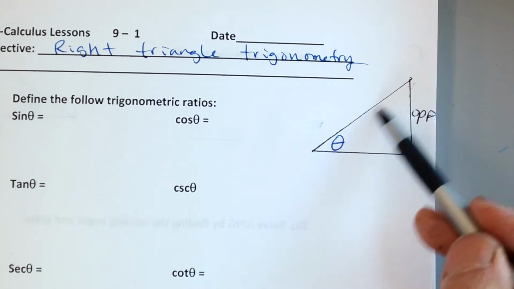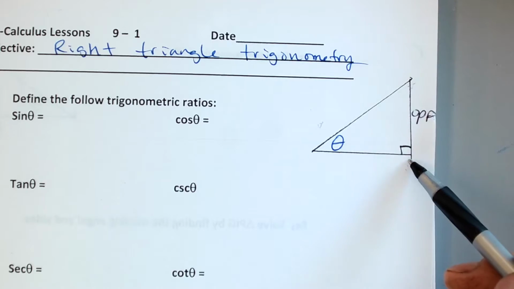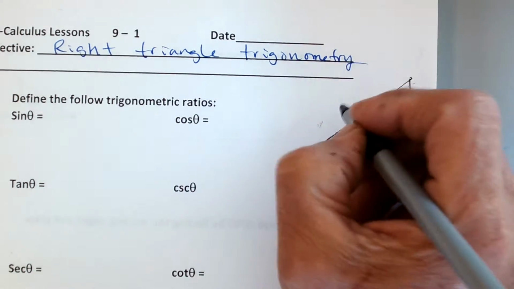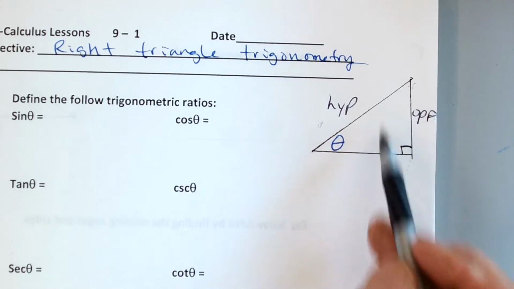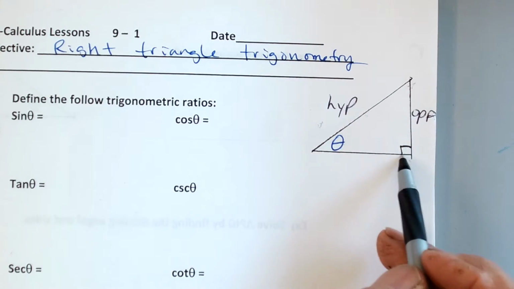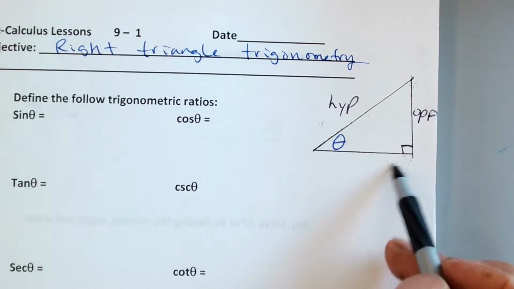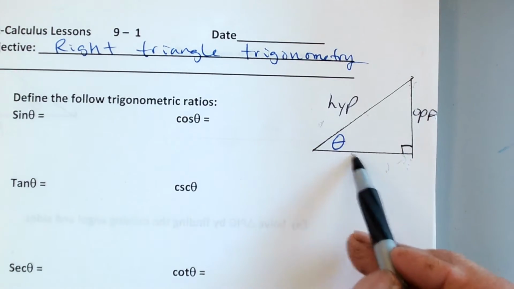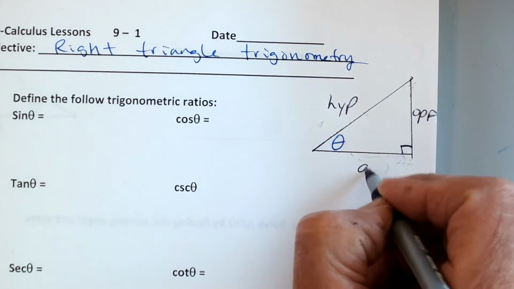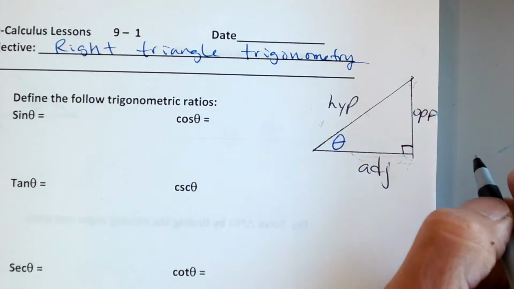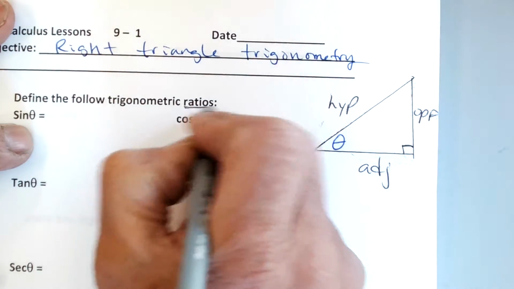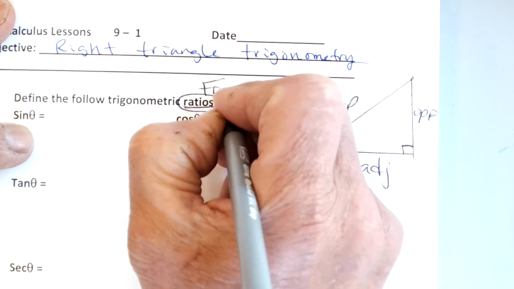The longest side already has a name. Only in a right triangle, it has the name of hypotenuse, right? The longest side, opposite the 90, is the hypotenuse, only in a right triangle. And of course, this side doesn't have a name, but it's right next to you. If you're standing here, it's right next to you. It's called the adjacent side, okay? So to find the following trig ratios, it's a ratio. A ratio is a fraction, okay?